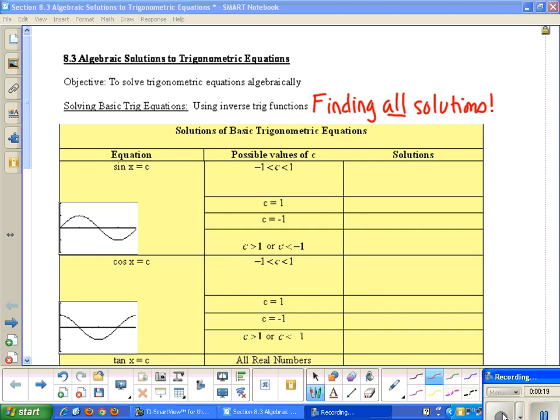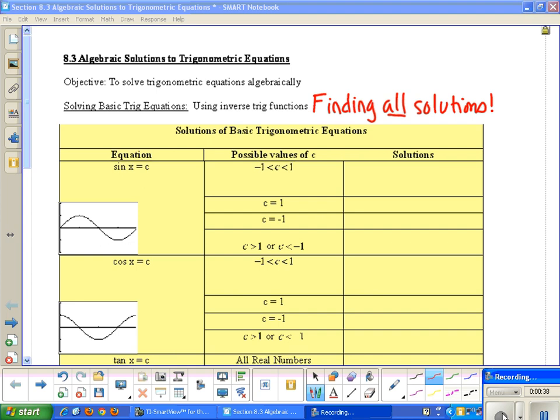So when we're solving these trig equations, notice that the original equation does not have an inverse in it. That means that there are many possibilities that we can have when solving these equations. So this table gives us a little helping hand when we're solving the equations and what we should do to find the solutions.